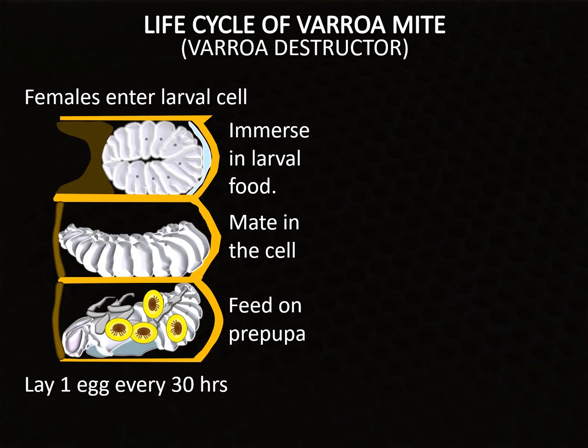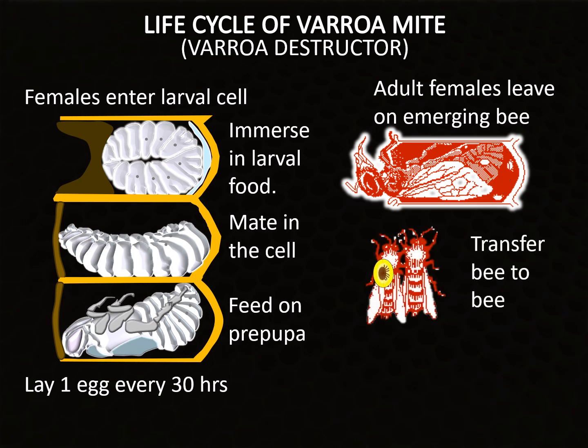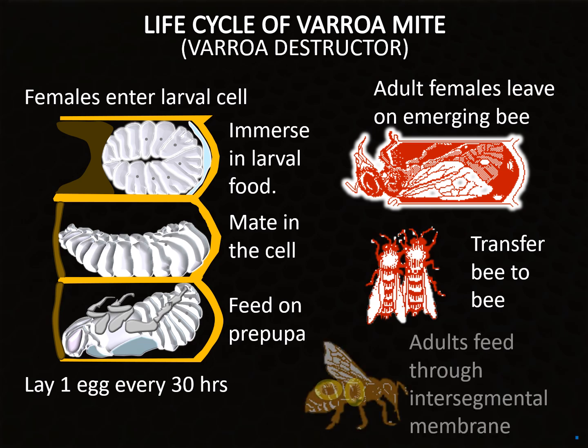Mating takes place within the cell, and the period from egg to adult takes 6 to 7 days for female and 5 to 6 days for the male. Adult females leave the cell on emerging bee. A male and immature stages stay in the cell. Mites transfer through close contact between the bees in the hive. Adult female mites feed through the intersegmental membrane on honeybee lymph, honeybee hemolymph.